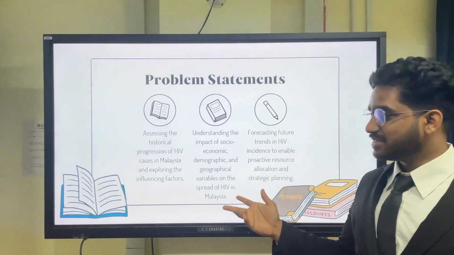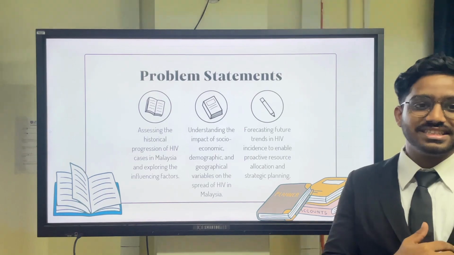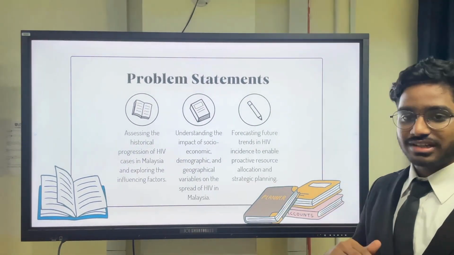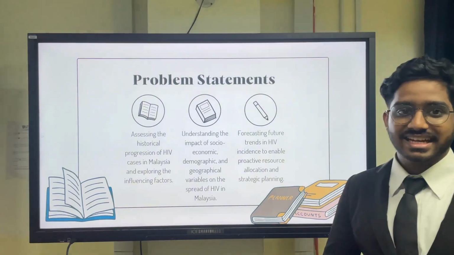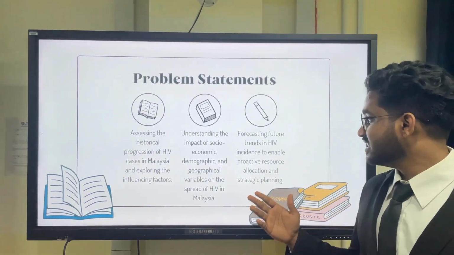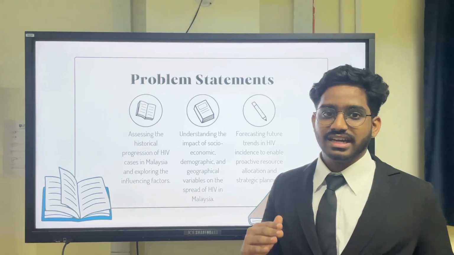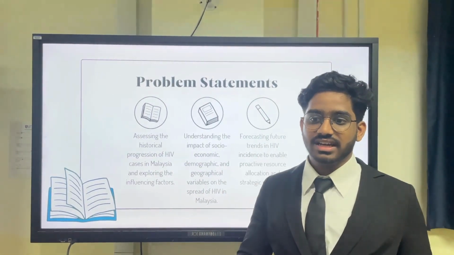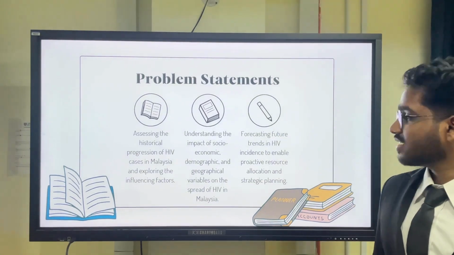So this is the problem statement. The problem statement is assessing the historical events of HIV cases in Malaysia from the year 2000 to 2022. Second is understanding the impact of socio-economic, demographic and geographical variables on HIV cases in Malaysia. The third is forecasting the future of HIV cases in Malaysia.